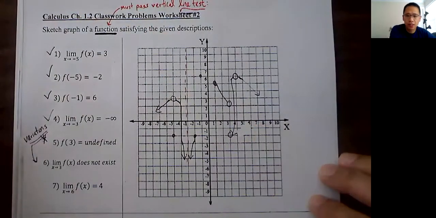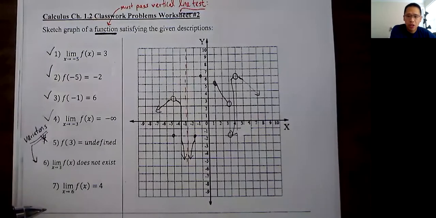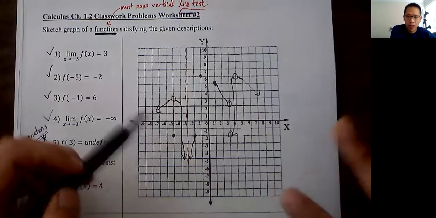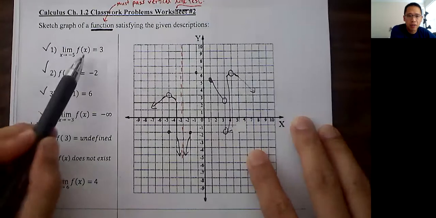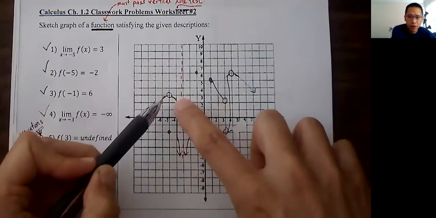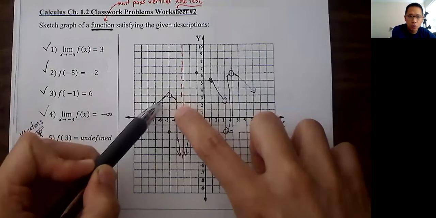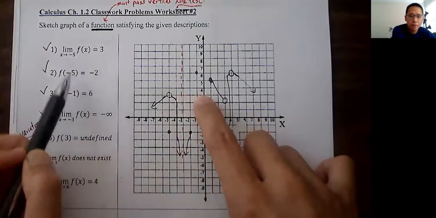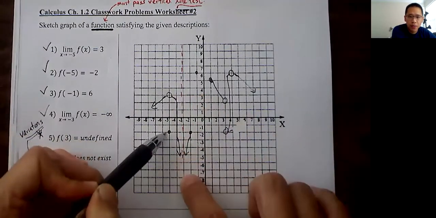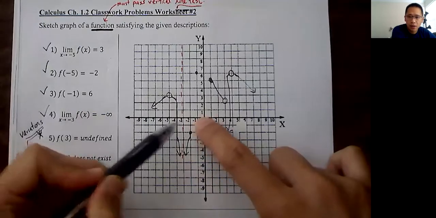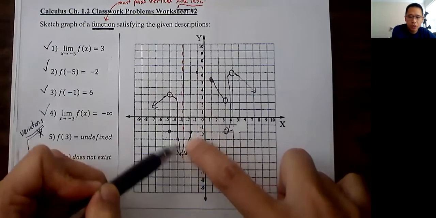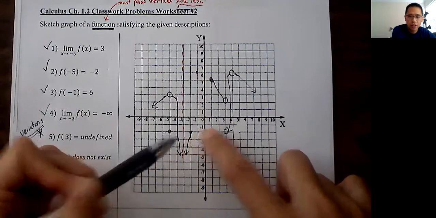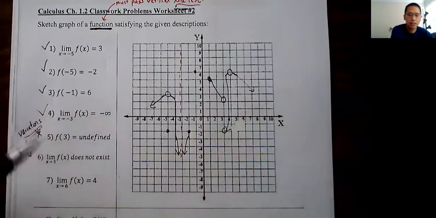So now let's go back and see if all these properties hold true even after we've done a little bit of cleaning up. So first off, limit as x approaches -5 is equal to 3. That's true, right? If I pick two points on either side of -5 and move towards -5, I have a consistent movement towards a y value of 3. f of -5 equals -2. That's true. f of -1 is 6. That's true as well. Limit as x approaches -3 is negative infinity. That's true. I want my graph to move towards negative infinity. It's going to fall into negative infinity from both sides.